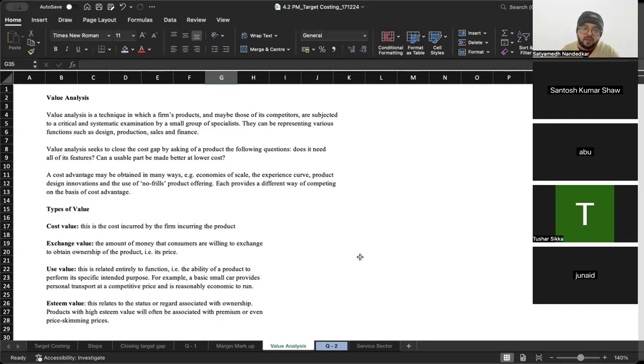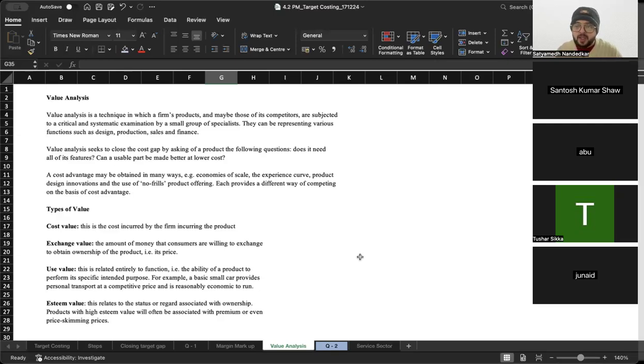A cost advantage may be obtained in many ways. Example, economies of scale. What are economies of scale? Economies of scale is basically the cost savings that you arrive at when specifically you make more units of the same product. For example, when you make more units, naturally you will need more raw material. When you need more raw material and you are purchasing it from a wholesaler, you will be able to negotiate a better per kg rate with him because you are buying in bulk. So something like this helps in reducing the total cost.